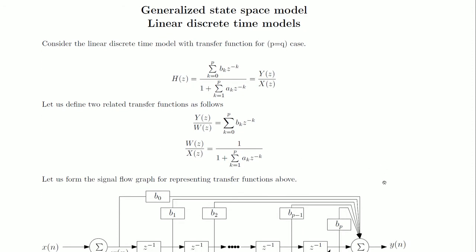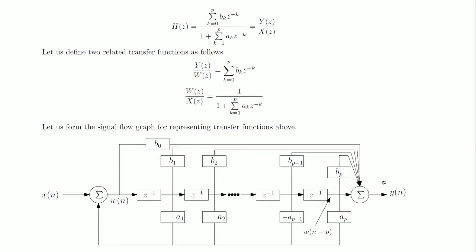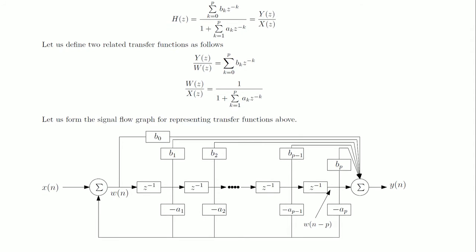So, the first and foremost step is to form a signal flow graph which represents the above transfer functions. So, we start with the input which is x of n, and it goes through a delay line. Basically we have p number of delay elements. So, z power minus 1 is one delay element. Like this we have p such delay elements.